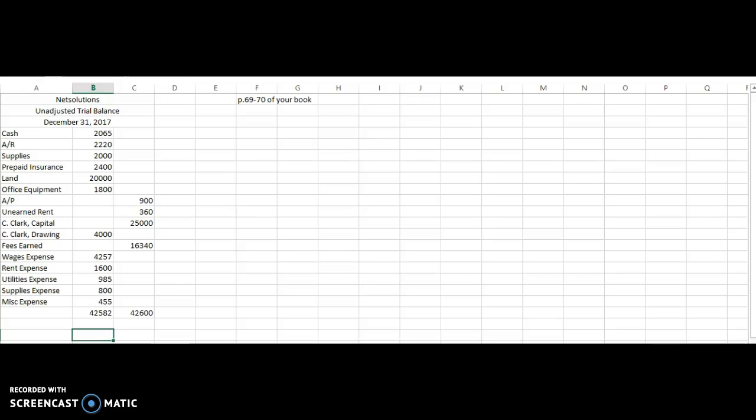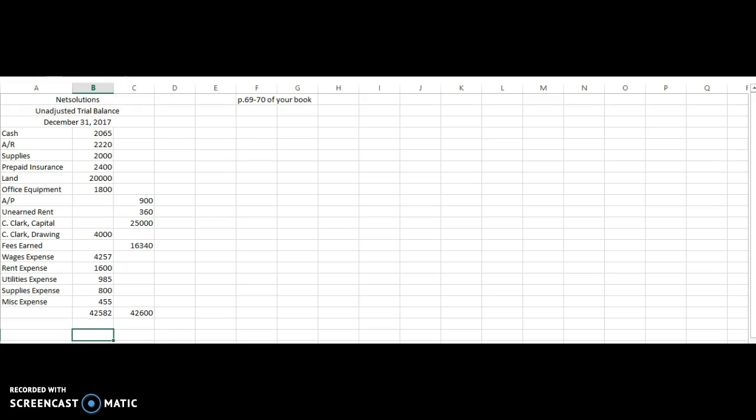So I want to show you how to create an unadjusted trial balance, which you actually have been doing already. We've been calling it a trial balance, but in reality it's actually an unadjusted trial balance because we haven't made some of our adjusting entries yet, which we'll get to later.